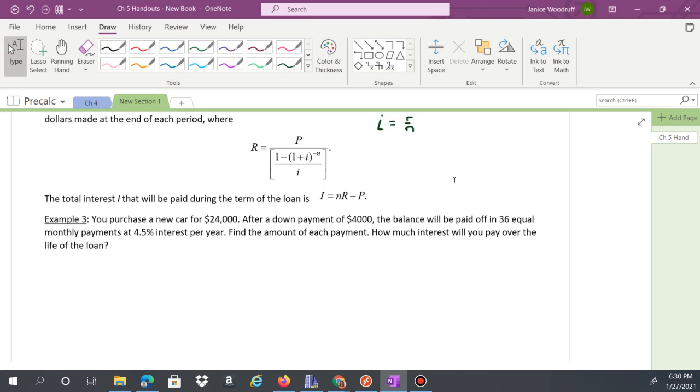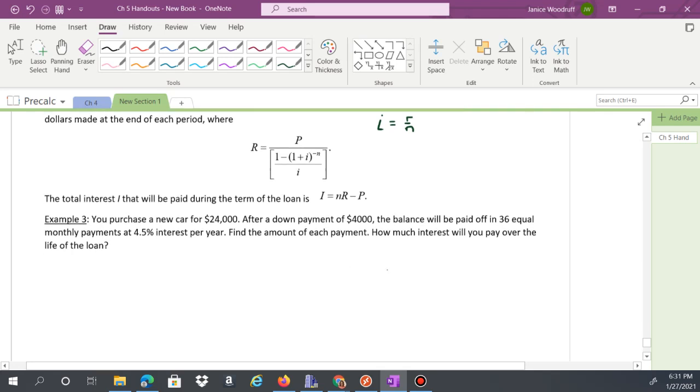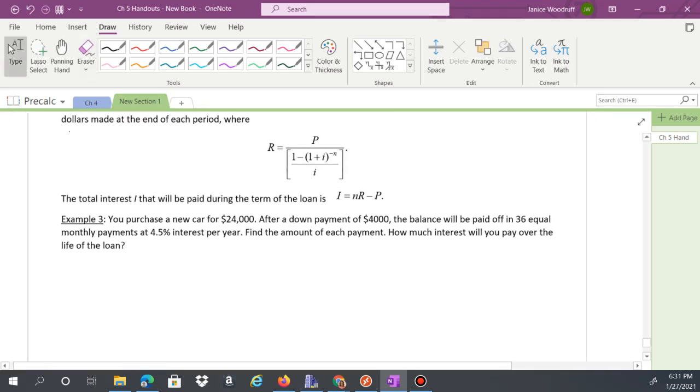Okay, so we want to plug all this stuff in here. So P is your payments? No, your payments are R. P is what we got. Okay, sorry. So what is my loan amount here? We did a down payment of $4,000, so our loan amount is $20,000. So this will be $20,000.